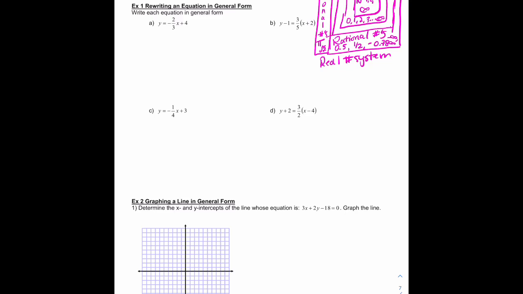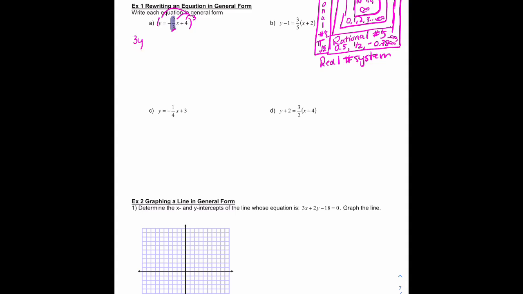Okay, so example A, rewriting an equation in general form. Write each equation in general form. So example A, as you can see, we have negative 2/3. Well, we can't have a fraction there. So what we are going to do is get rid of the fraction. We're going to multiply everything we have by my lowest common denominator, which is 3. So I'm multiplying each term by 3.